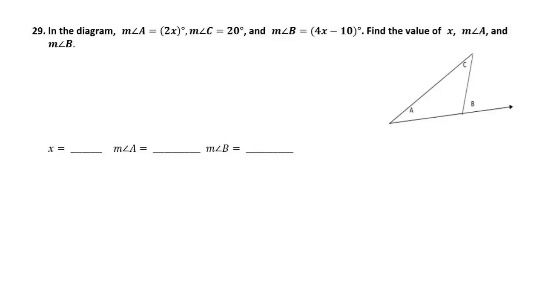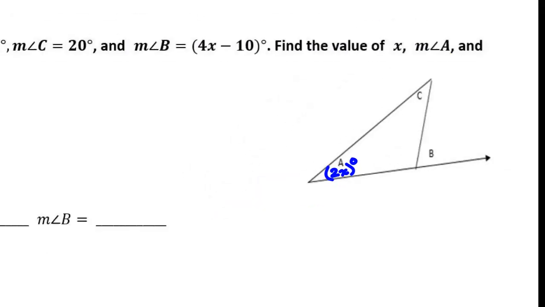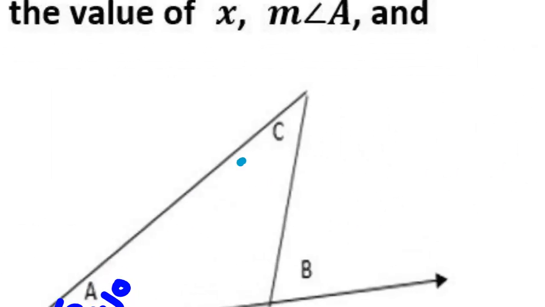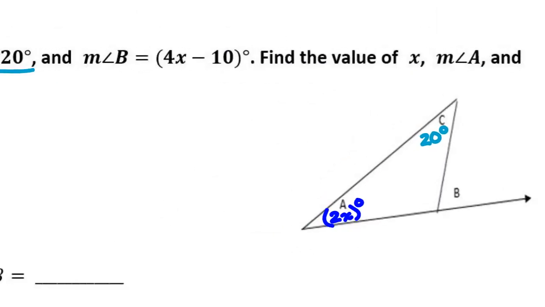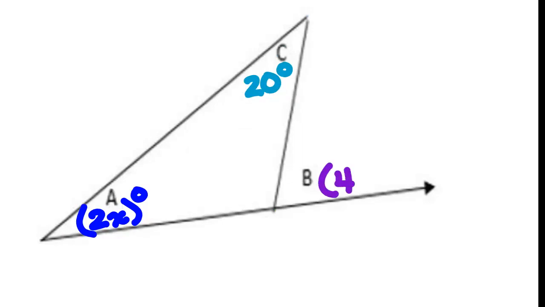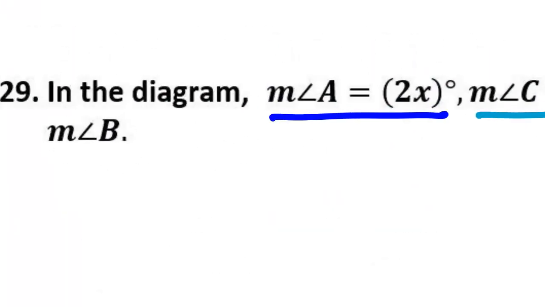All right, number 29. In the diagram, the measurement of angle A is 2x. So I'm going to put 2x degrees on here. The measurement of angle C is 20 degrees. And the measurement of angle B is 4x minus 10 degrees. We're going to need to use our exterior angle theorem.